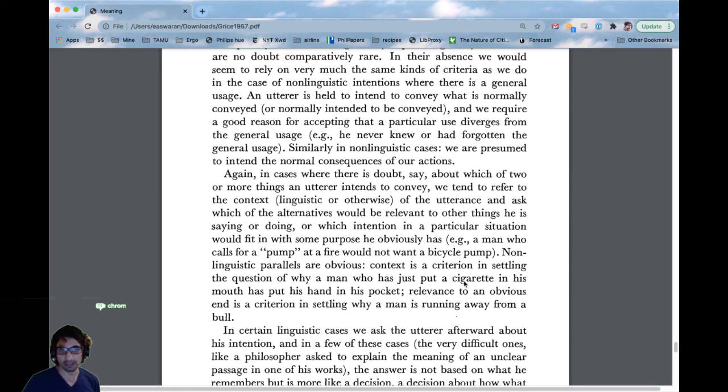Similarly, in non-linguistic cases, we are presumed to intend the normal consequences of our actions. If someone goes up to a tap and turns it, I assume they intended to get water to come out of the tap, or intended to get the water to stop, because I know that's what normally happens, and I assume they know that's what normally happens. But I, strictly speaking, don't actually know what's going on in their head.